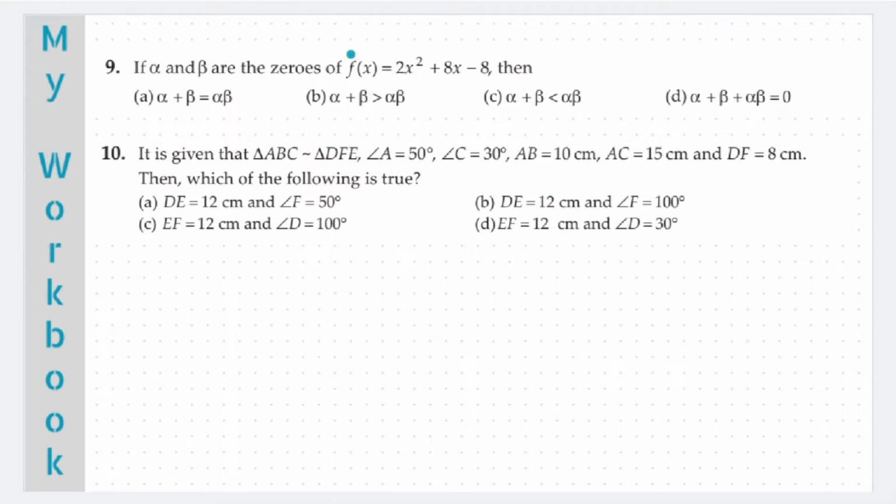For question 9, the correct option is option A. And for question 10, the correct option is option B. So let's solve question number 9.